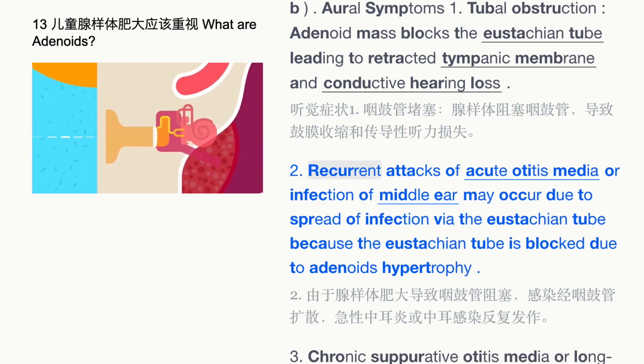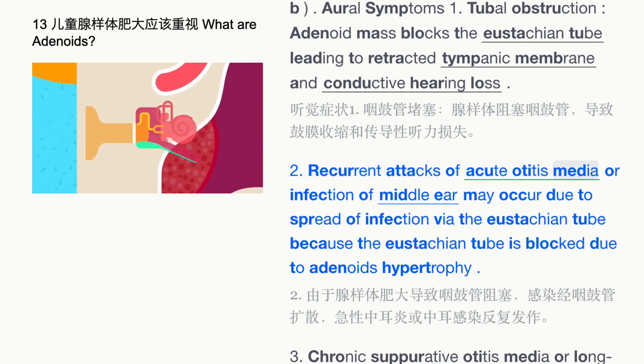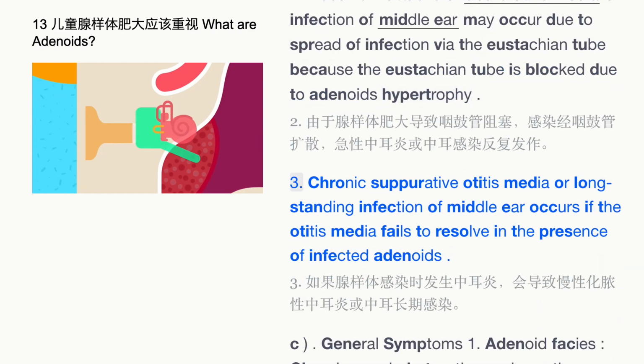2. Recurrent attacks of acute otitis media, or infection of the middle ear, may occur due to spread of infection via the eustachian tube, because the eustachian tube is blocked due to adenoid hypertrophy. 3. Chronic suppurative otitis media, or long-standing infection of the middle ear, occurs if the otitis media fails to resolve in the presence of infected adenoids.